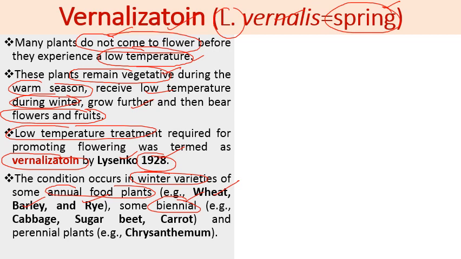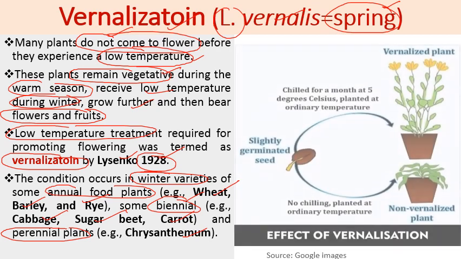So such plants are called biennial plants. For example, we have cabbage, sugar beet, carrot, etc. And there are some perennial plants like Chrysanthemum that also require this low temperature treatment to initiate flowering.